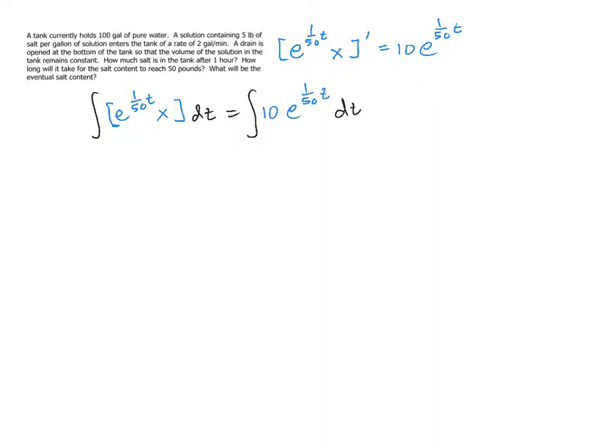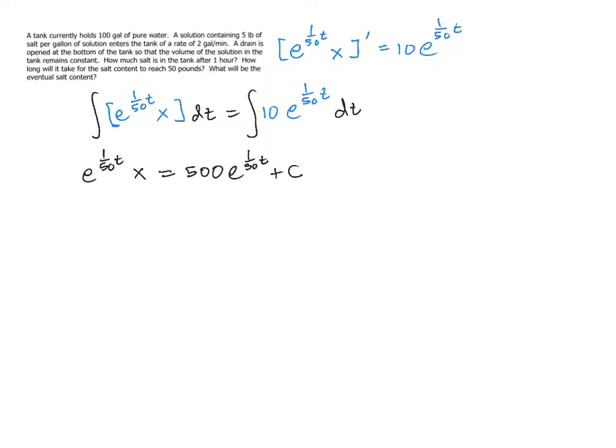So in the process, of course, the inverse operations of integration and differentiation cancel out. So we just end up with our e to the 1 over 50t times x is equal to the result of the right-hand side. And then you'll notice that if I integrate exponential with a simple substitution, that the u equal 1 over 50t, I'm going to be dividing by 1 over 50, which is multiplication by 50. So that's going to make a 500 times e to the 1 over 50t plus a constant c.